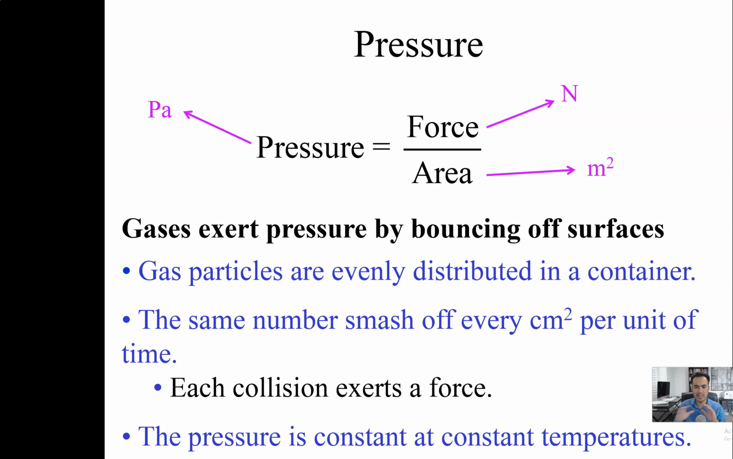Gases tend to bounce around surfaces. If you put them in a box or a balloon, they're going to be bouncing around all the time. They're smashing into every area per unit of time, and each time one collides, it creates some force. And that pressure is going to be very constant at all temperatures.